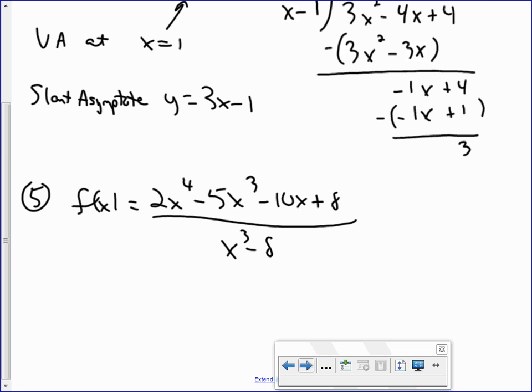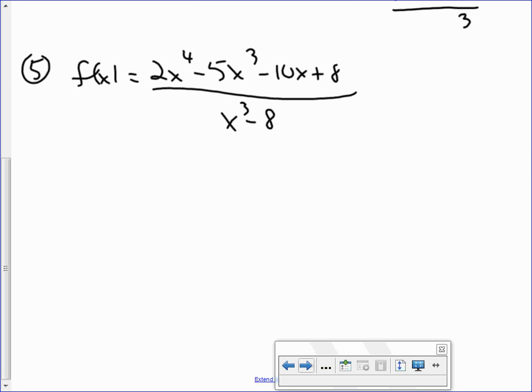This one you would not be able to do synthetic division. If you go look it up, synthetic division doesn't work if you have an x squared or an x cubed here. It only works if you have just x. So when you get ready to do long division on this one, again, the degree of the numerator is 1 more than the degree of the denominator, so there's a slant asymptote.